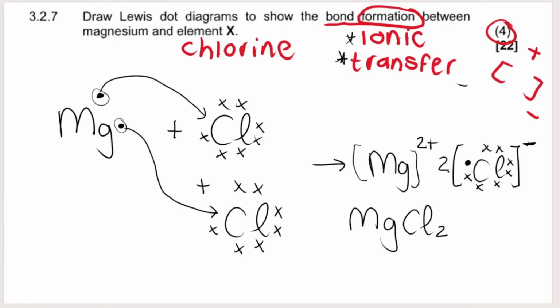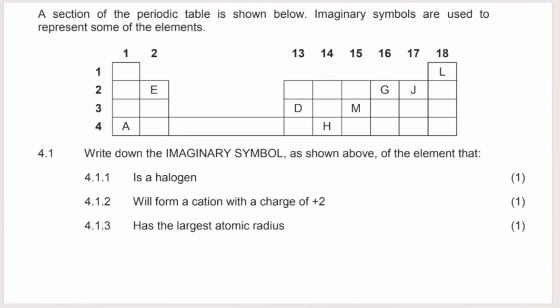In some memos, they put the 2 over there. It doesn't really matter, just don't put it twice. Basically, we're showing that for every 1 magnesium atom, we need 2 chlorine atoms. And that's because magnesium can give away 2 electrons, forming Mg2+, and chlorine each needs 1 electron. That's why it forms -1.